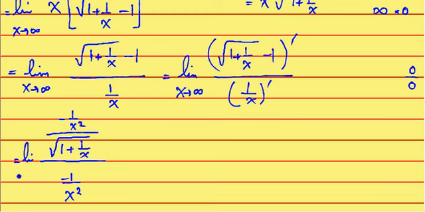You're still taking a limit. Let me explain what I just did. If you have radical u, you want to differentiate it. You remember that's u prime over 2 radical u. So u prime, derivative of that, is minus 1 over x squared, over 2 radical u. I forgot to put my 2 here. It's 2 radical.